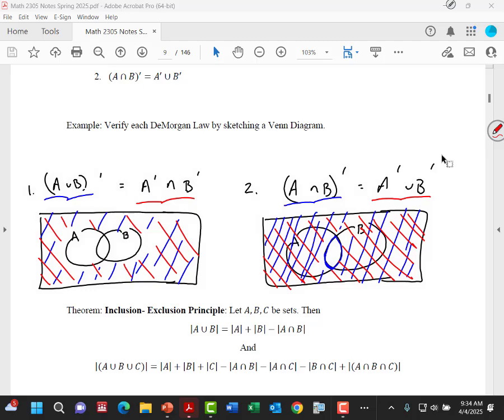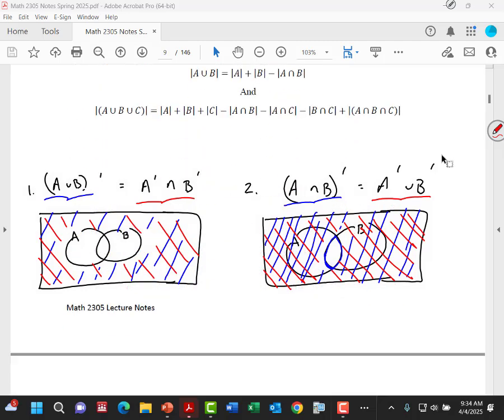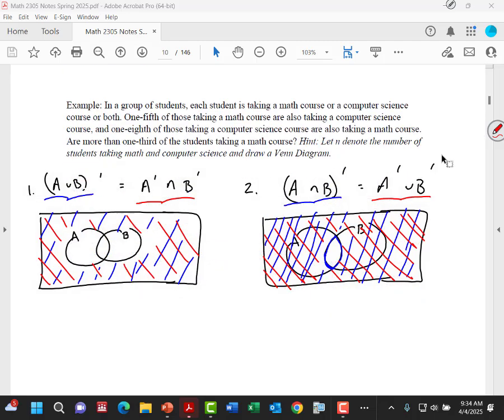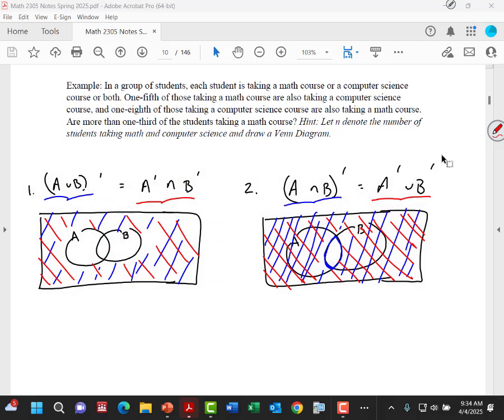We have the inclusion-exclusion principle. I'm not going to read that to you. I'll let you read that. And then we can take a look at an example.